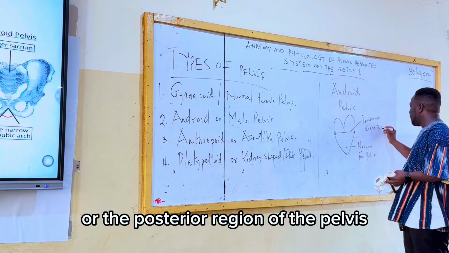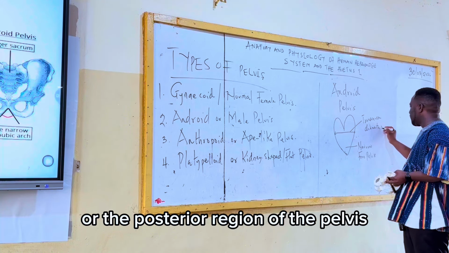The pubic arch or the subpubic angle in android pelvis is also less than 90 degrees. And that means that the pelvic outlet is going to be contracted because the subpubic angle forms part of the diameter of what? The pelvic outlet. And because it is very narrow, then the pelvic outlet is also going to be what? Contracted.